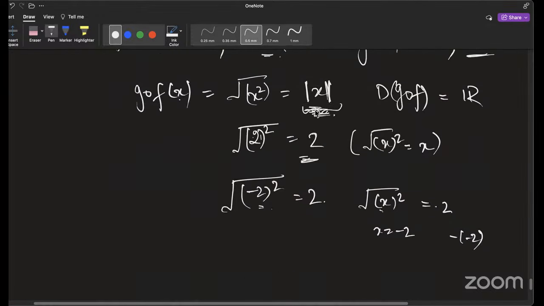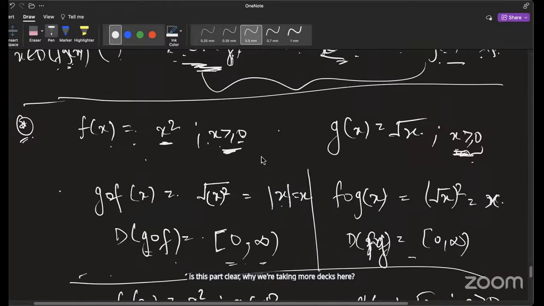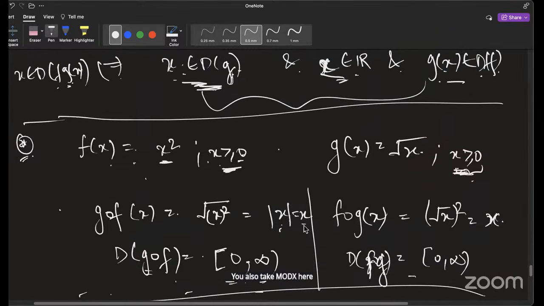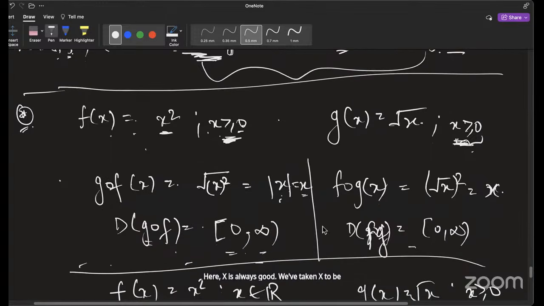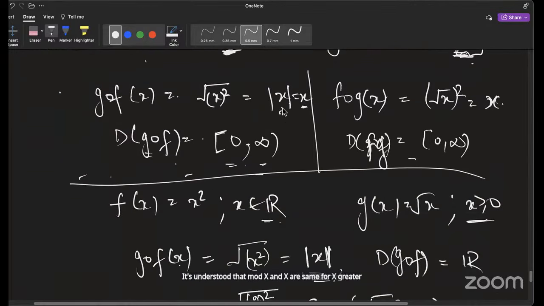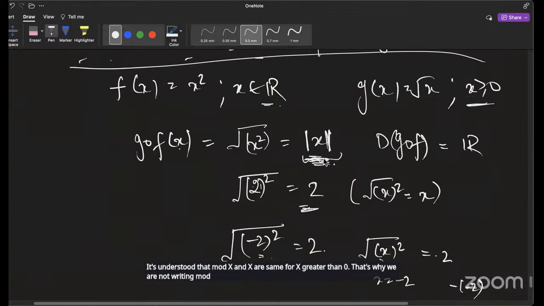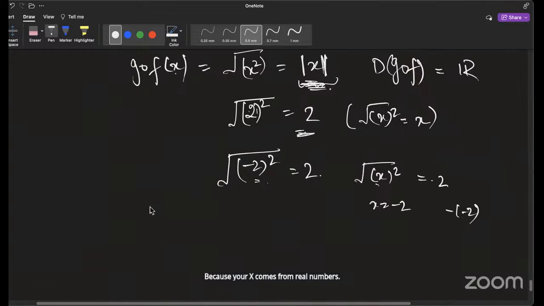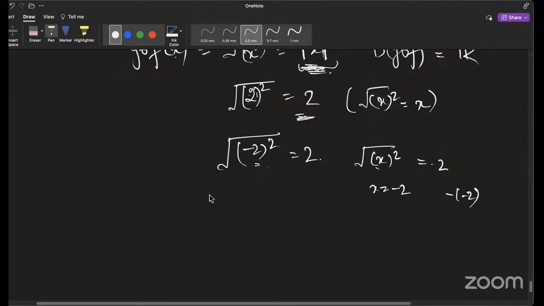So is this part clear why we are taking mod x here? We also take mod x here, but it eventually becomes x only, because we've taken x to be greater than or equal to 0. That's why you don't have to take mod x. It's understood that mod x and x are the same for x greater than 0. But here you need to mention mod x because your x comes from real numbers. Okay, then we can move on to some other example.